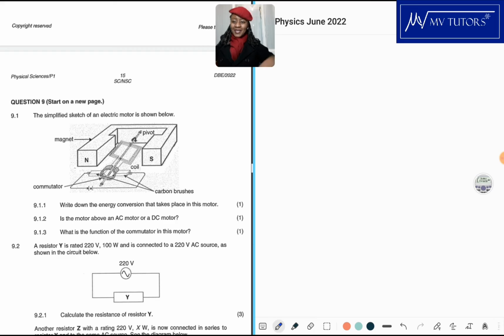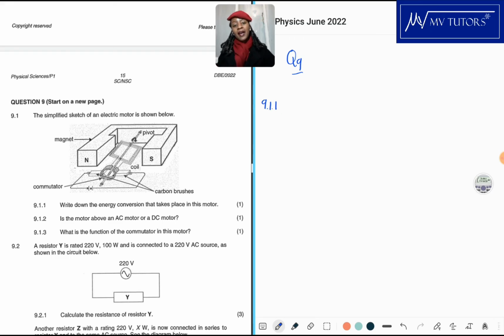Alright, let's see what is happening in question 9. So, the simplified sketch of an electric motor is shown below. We have a commutator, carbon brushes, magnets, a pivot. And 9.1.1 asks, write down the energy conversion that takes place in a motor.